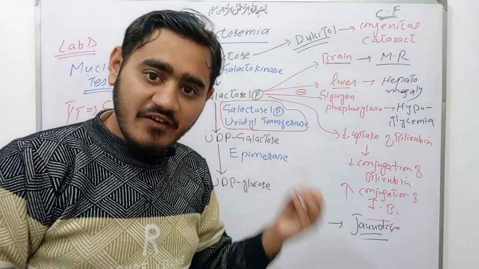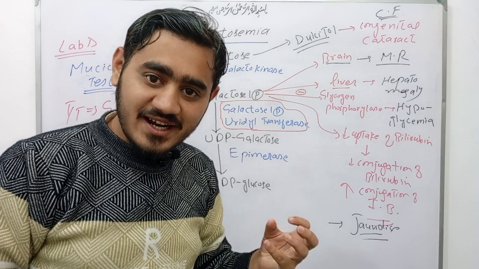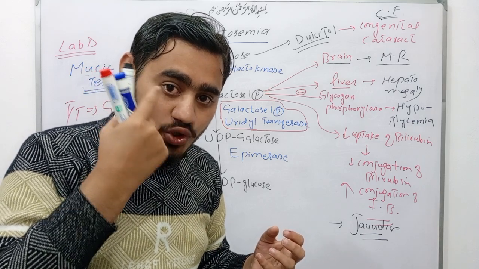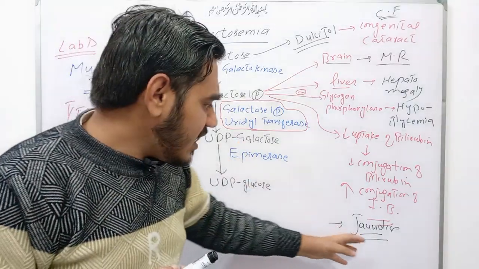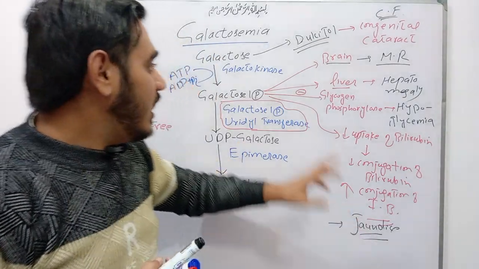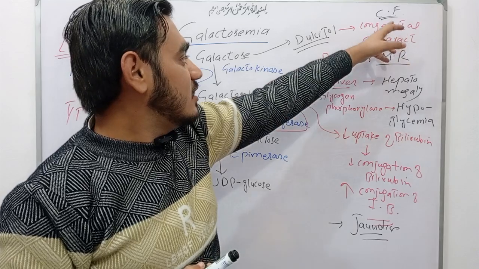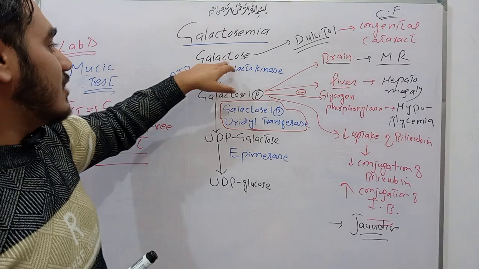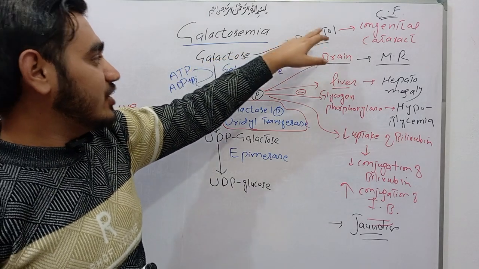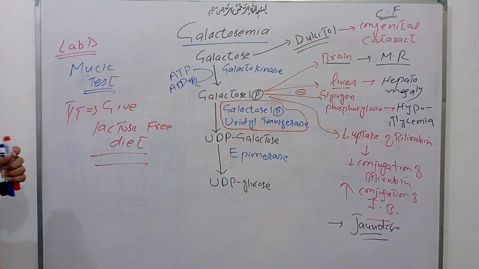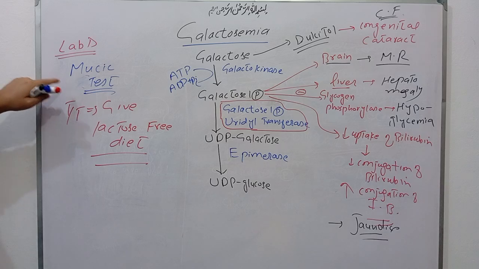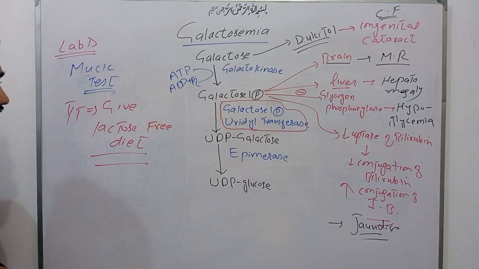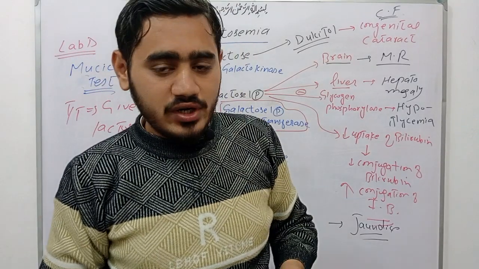And indirect bilirubin has high affinity toward the elastic tissue of the sclera. The sclera is the white outer coating of the eye. It causes jaundice, yellowish discoloration of the eye, and it also causes the congenital cataract, which is because of dulcitol, and dulcitol formation takes place because galactose converts into dulcitol or galactitol. And for laboratory diagnosis, the mucic acid test is done to detect galactose in urine, and treatment is to give a lactose free diet. So friends, this is all about galactosemia.